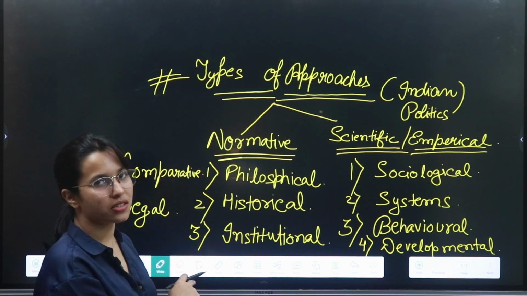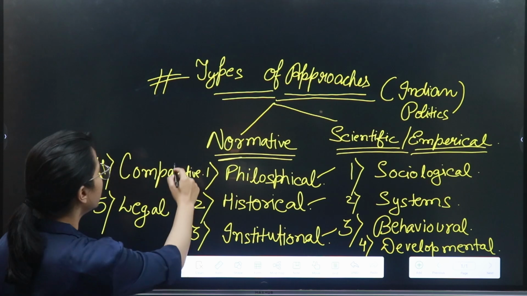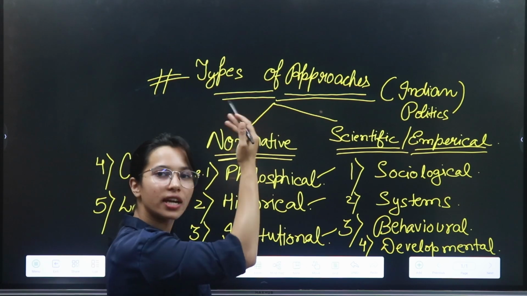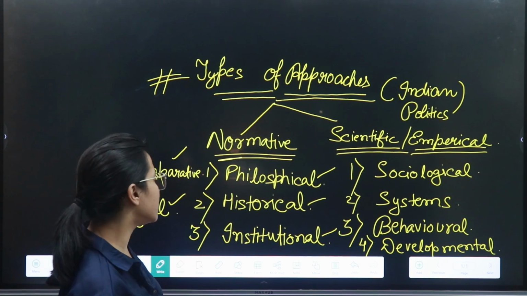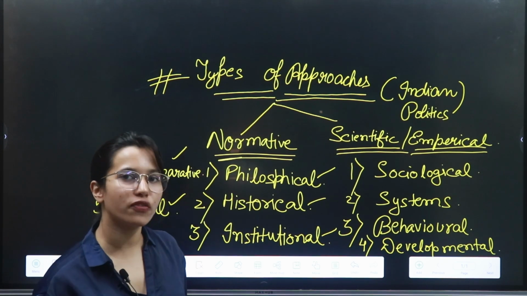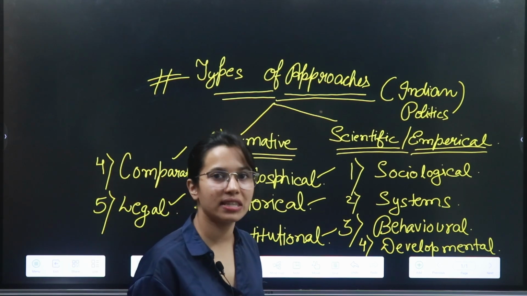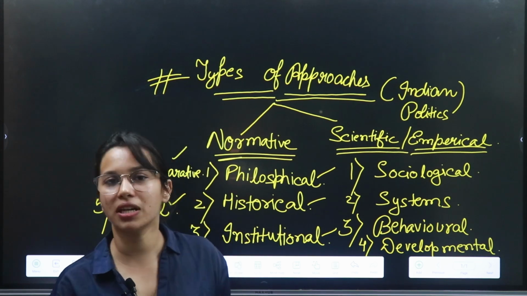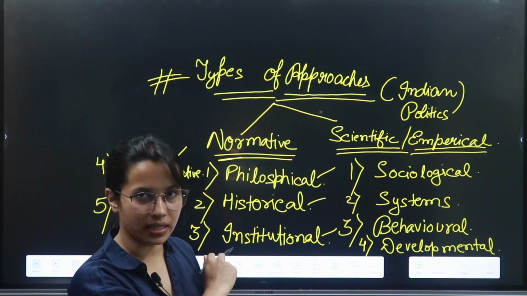We already discussed, right? Philosophical, historical, institutional, comparative, and legal. These are the normative, that is the traditional approaches. Okay, that was used before. These are the traditional approaches to the study of Indian politics, which include values in their study, right? We consider the ethics of our society very much in these types of research or study.